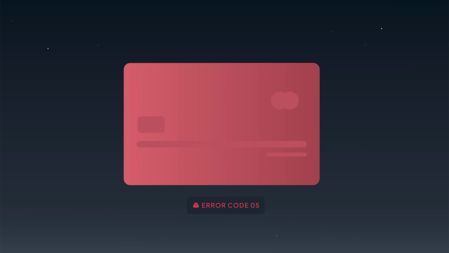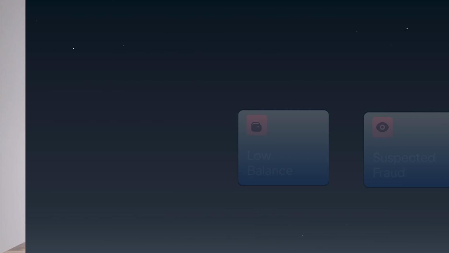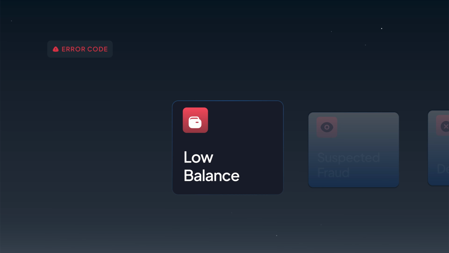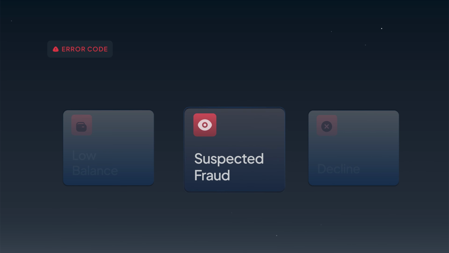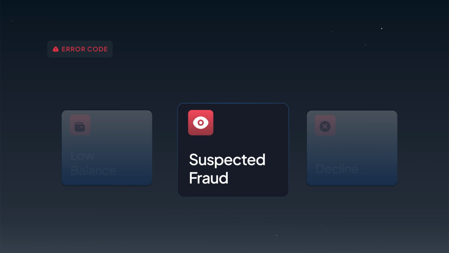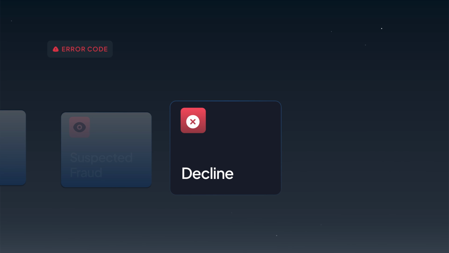To add to the complexity, both card networks and PSPs regularly update or modify these codes. This makes it extremely difficult for merchants to keep their retry strategies accurate and up to date. Over time, this leads to a drop in authorization rates, directly impacting revenue.